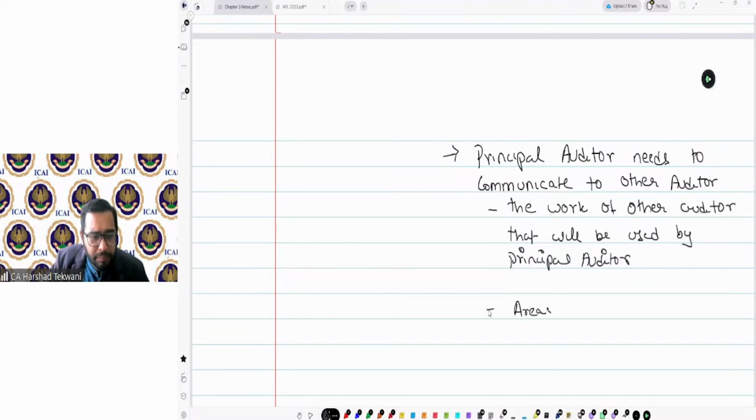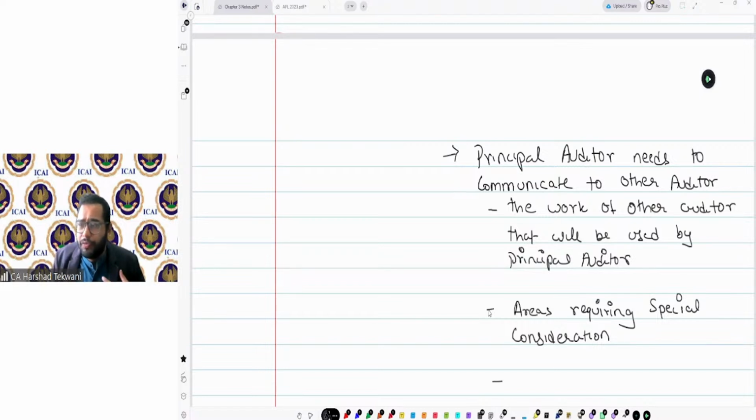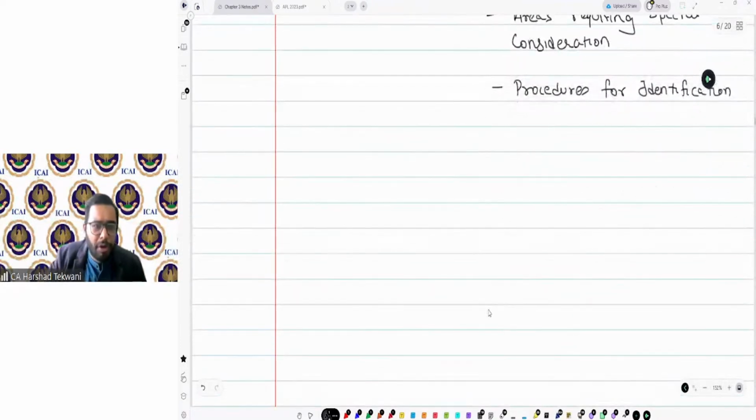Second, areas requiring special consideration. Third, procedures for identification of intercomponent transactions.